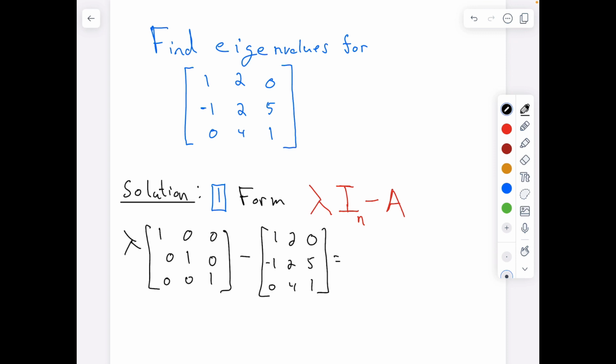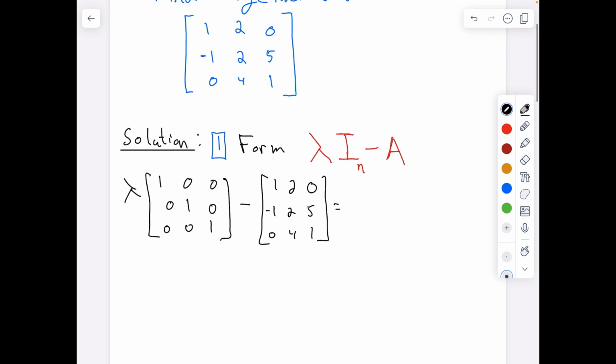Now, one thing I wanted to mention in terms of finding eigenvalues: this only works for n by n matrices, meaning the same number of rows and columns, a square matrix. It's not defined to find eigenvalues for something that's not a square matrix. Just be aware of that.